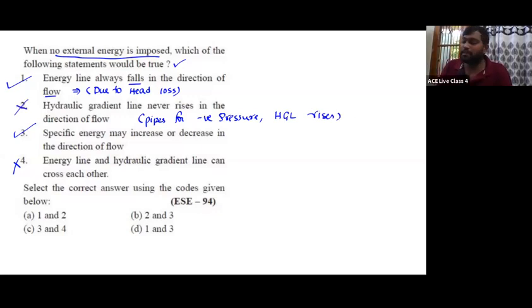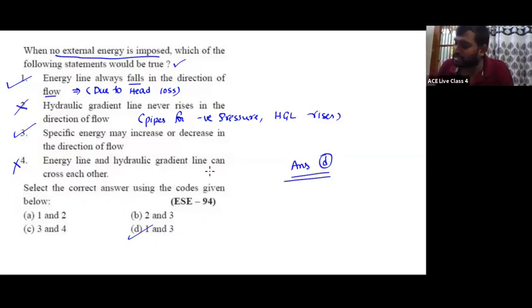So what are the common things? The energy line always falls in the direction of flow, that is statement one, and specific energy may increase or decrease in the direction of flow. So the answers are going to be 1 and 3. Now, this year, the same type of questions they will give you in MSQ.